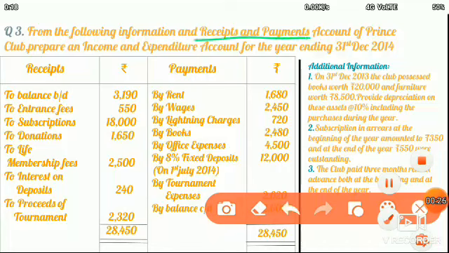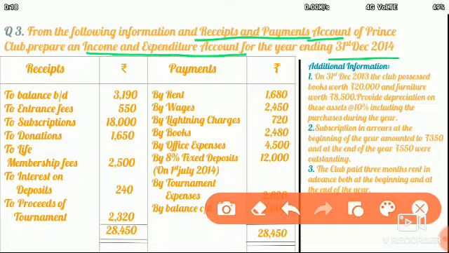They have given us the receipts and payments account. So with the help of the receipts and payments account and the additional information, we have to prepare the income and expenditure account for the year ending 31st December 2014. So let us check the receive side and the payment side of the receipts and payments account. The receive side starts with the opening balance.